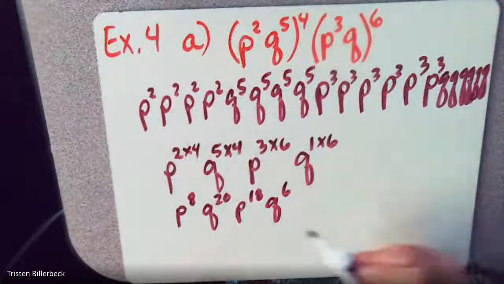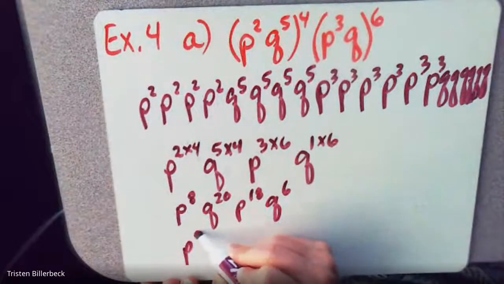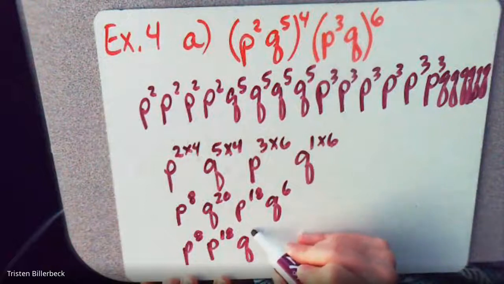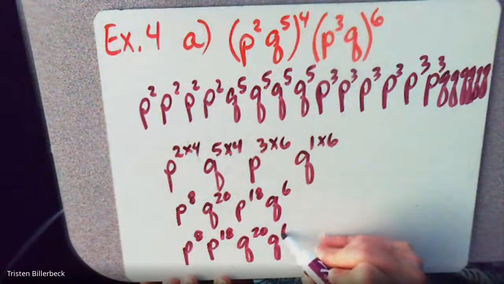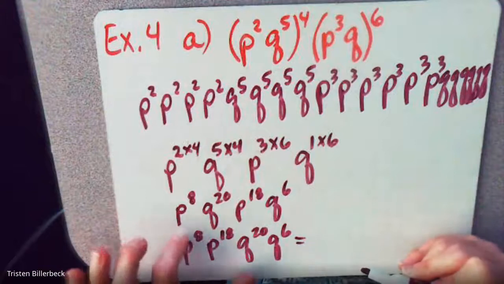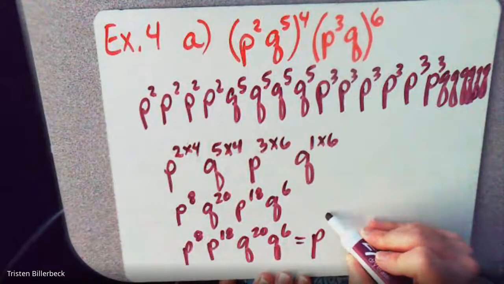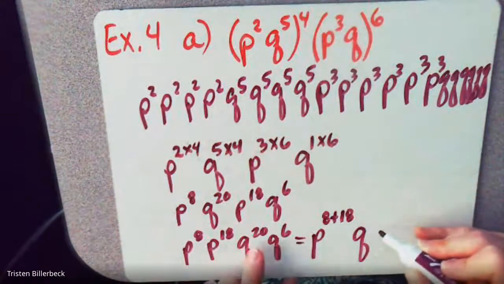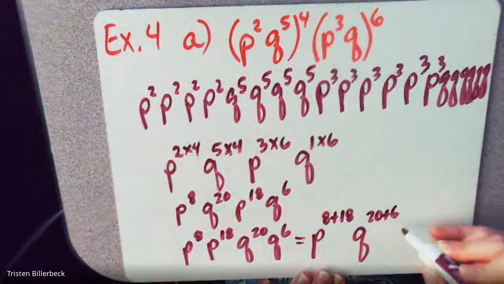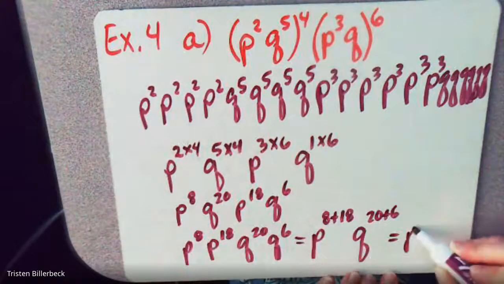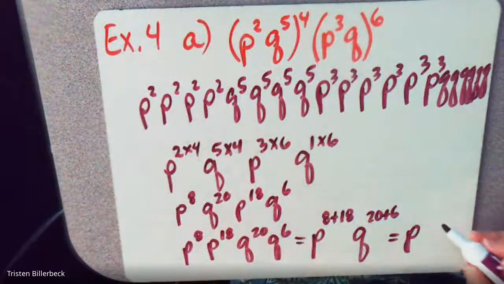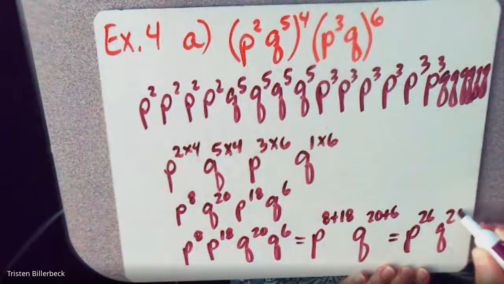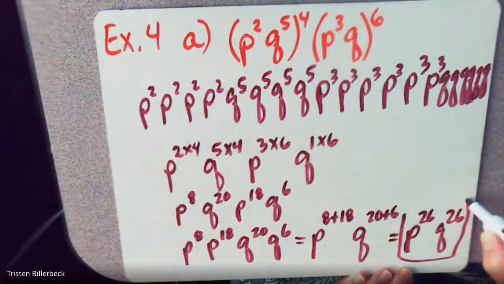Well, now we can start putting things together. So we have P to the 8th, P to the 18th, Q to the 20, and Q to the 6th. So we can start adding those now. So we have P to the 18th, 8 plus 18, and Q to the 20 plus 6. So we have P, and that is 26, and Q is 26. Oh, look at that. They both ended up the same.